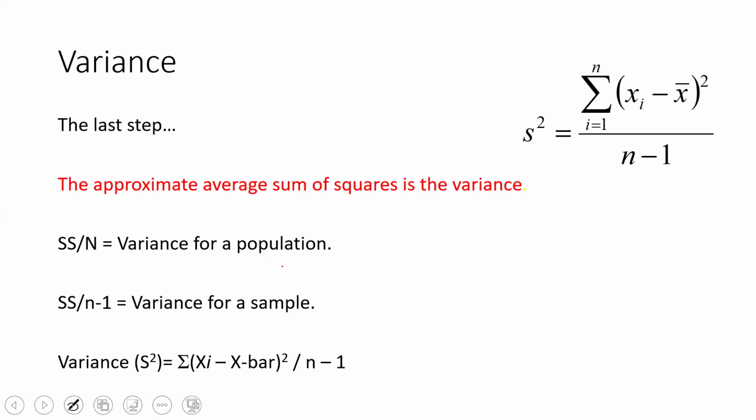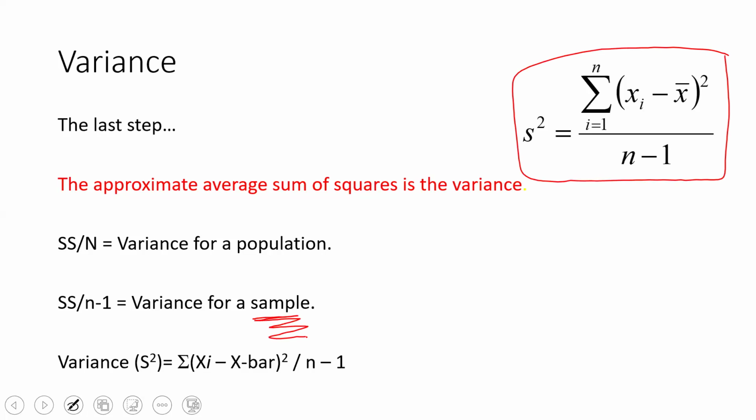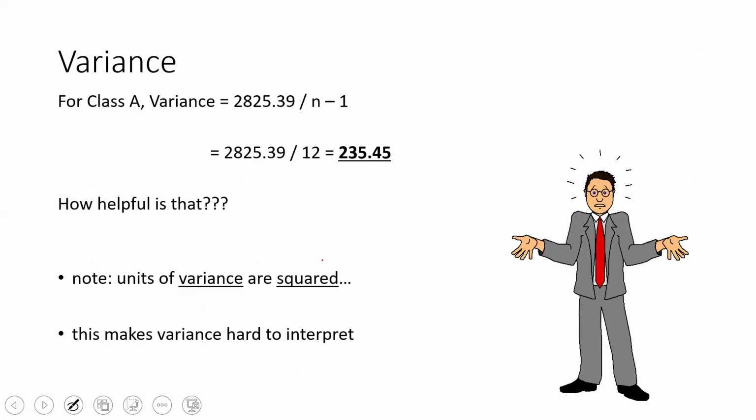In the variance, the last step is to find the average of the sum of squares. And that's the formula for variance. The sum of all those deviations squared divided by n minus 1. You use n minus 1 because most of the time you are using a sample. But if you have the whole population, you don't have to do minus 1. You just put n. Okay, so once you do that, our class number was 13, n minus 1 is 12, and then we have 235.45 as our variance.